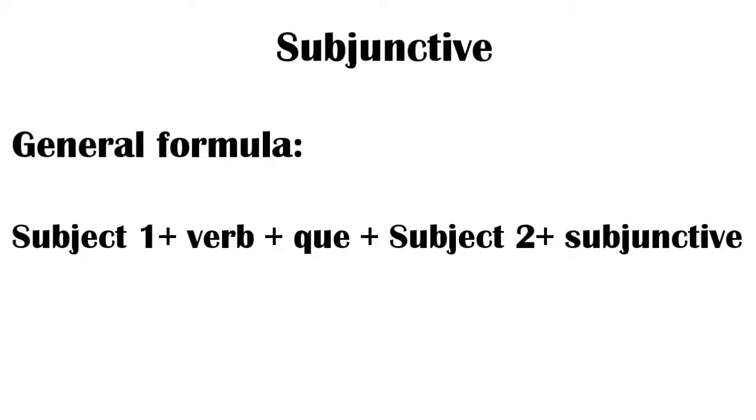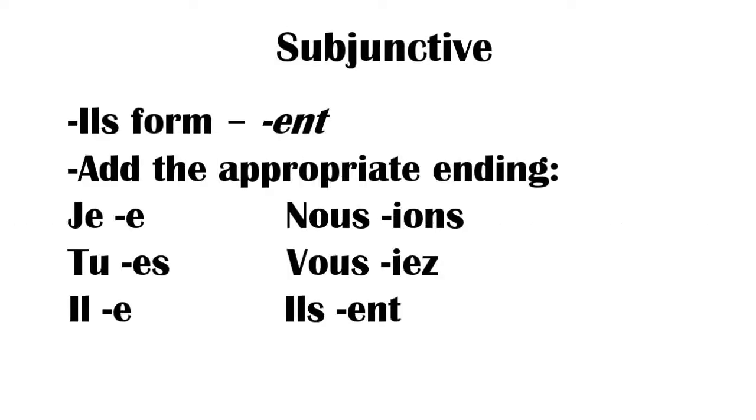The general formula for using the subjunctive is the first subject plus your WEIRDOS verb plus que plus the second subject and then your subjunctive verb. It is absolutely necessary that you have two subjects and que in between, otherwise you don't use subjunctive. Watch out for this because it shows up all the time on tests and quizzes.